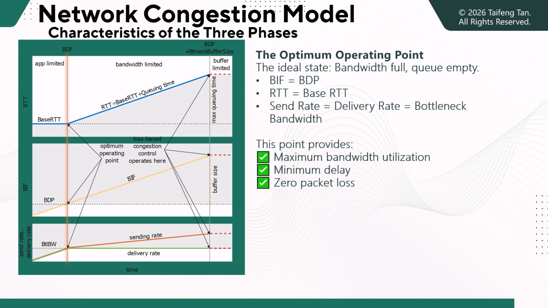When the send rate equals the available bandwidth, three conditions are met simultaneously. Bytes in flight equals the BDP. Send rate equals the available bandwidth. RTT equals base RTT. This is the ideal state. Bandwidth is fully utilized with no queuing, no loss, and minimum delay.